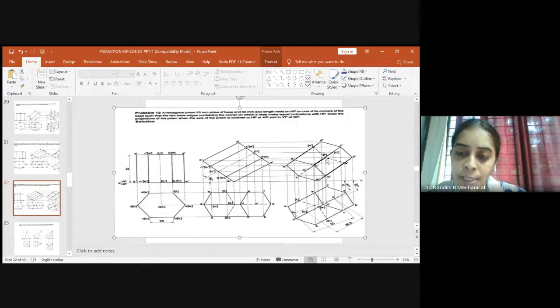F dash you will make it a hidden line, and after that from F dash to A dash also will be hidden because it is passing through the hidden line. The projection coming through hidden line will always be hidden. So F dash to A dash will be hidden and F dash to E dash also will be hidden.